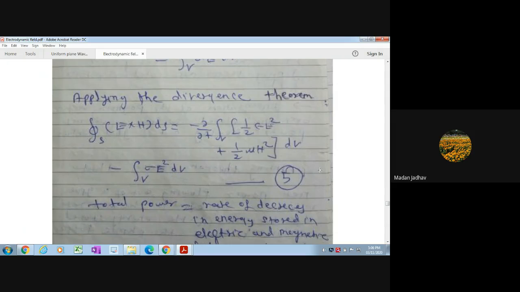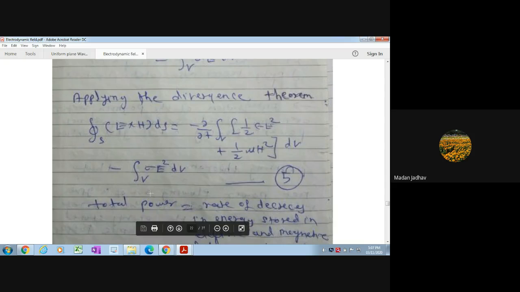At the end of the derivation of this Poynting equation, the equation we will get is the closed surface integral of E cross H is equal to minus dou by dou t of the volume integral of, in brackets, 1 by 2 epsilon E square plus 1 by 2 mu into H square, bracket close, dv, minus the volume integral of sigma E square.